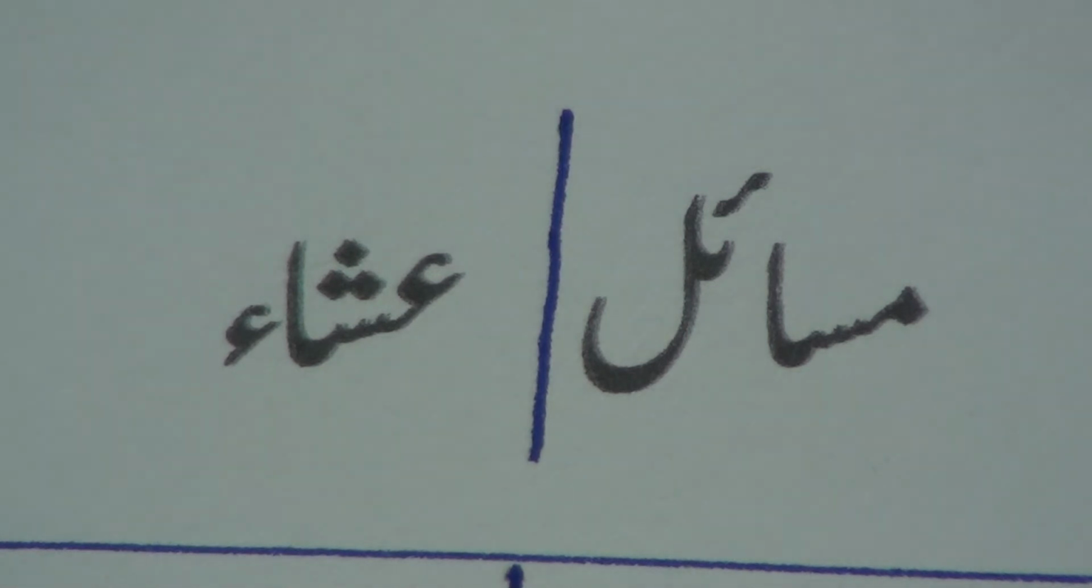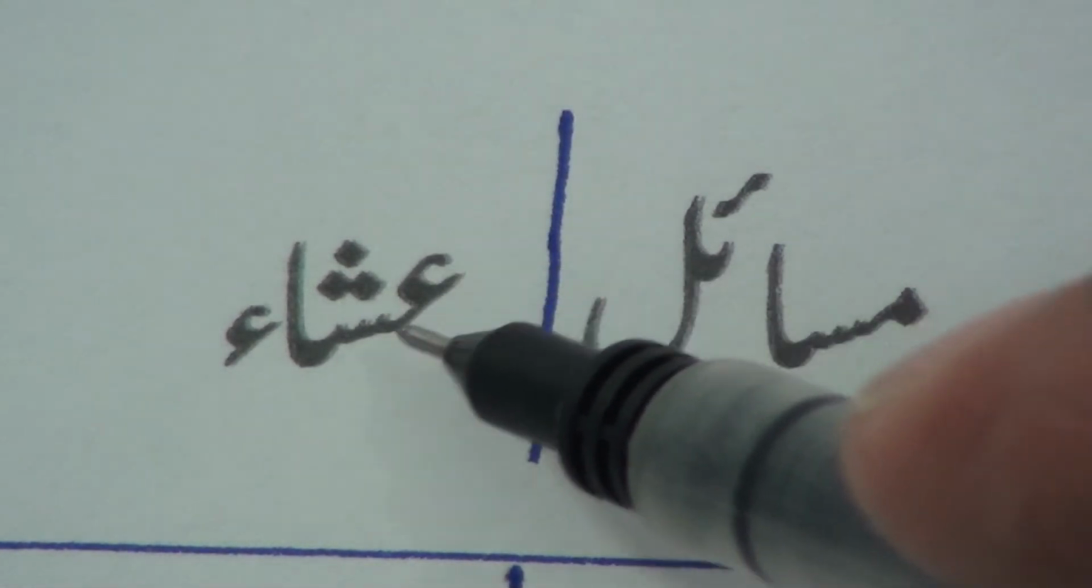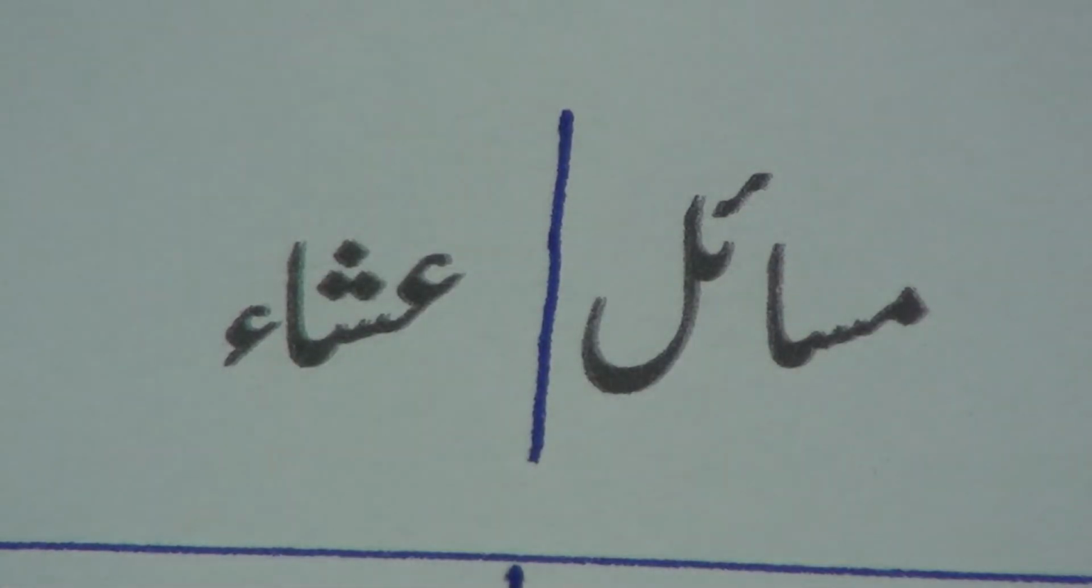We will deal with it in detail in our lesson on vowels. Masail means problems, issues. And Isha: Sheen, Alif, Hamza. Isha means night prayer.